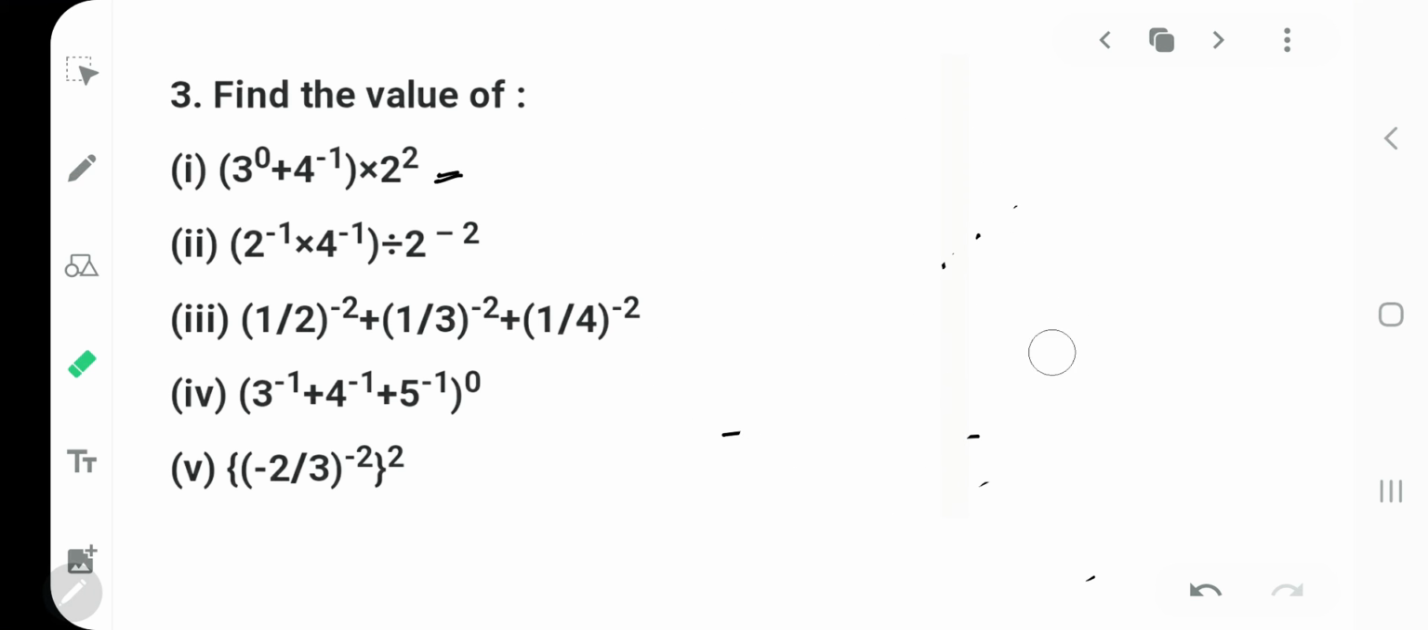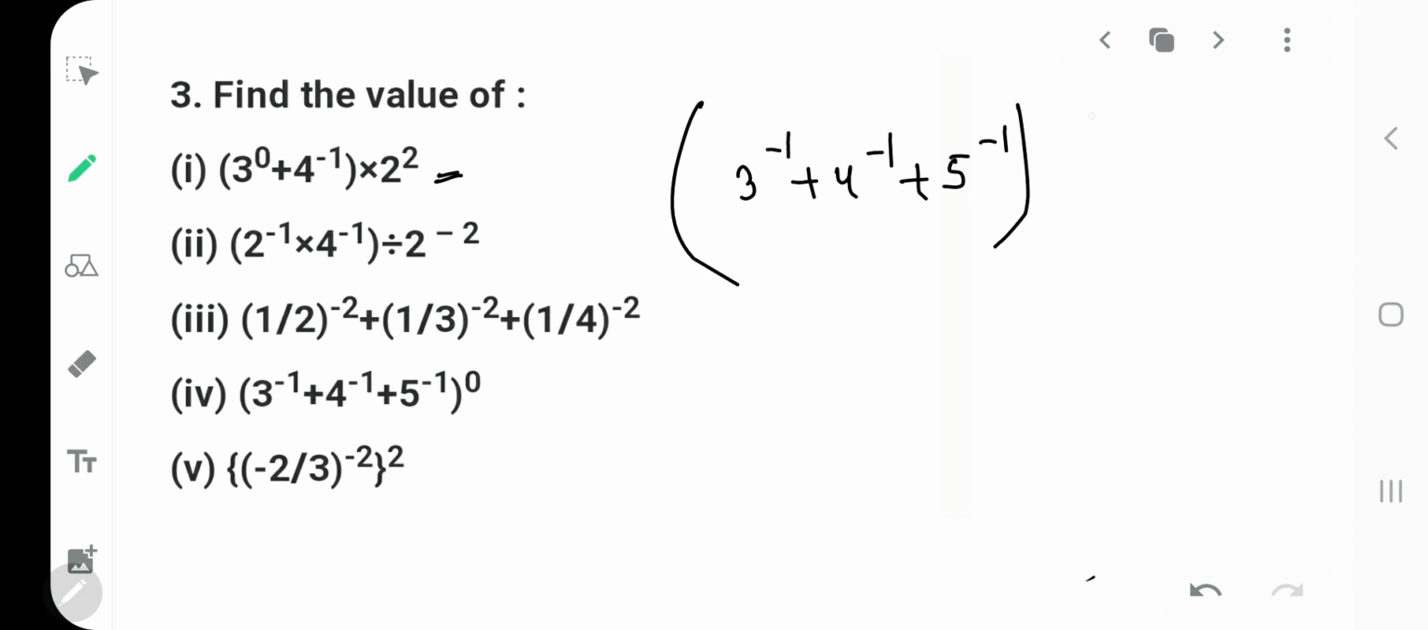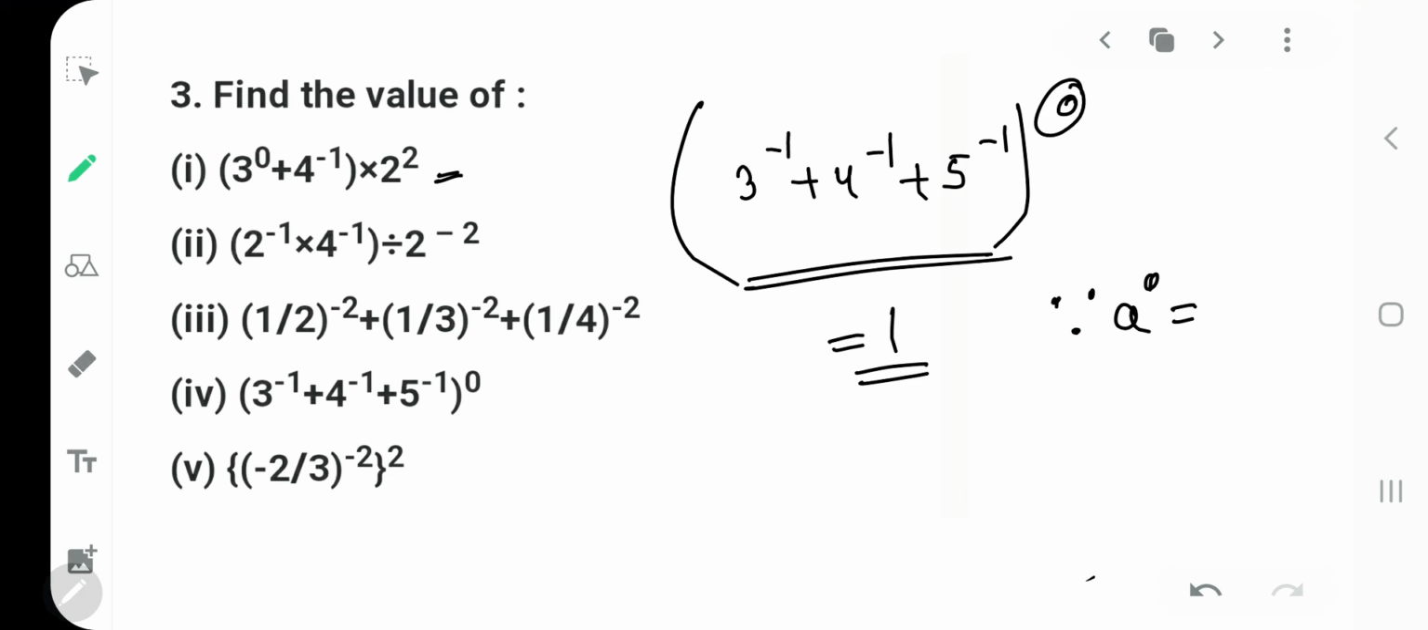Okay, next we have problem number 4. That is 3 raised to minus 1 plus 4 raised to minus 1 plus 5 raised to minus 1, and the exponent is 0. Any number with an exponent 0, the answer will be 1. So you don't need to calculate anything inside. You can directly write, because a raised to 0 is 1. Clear with this?